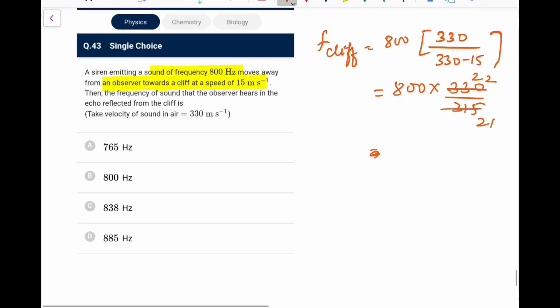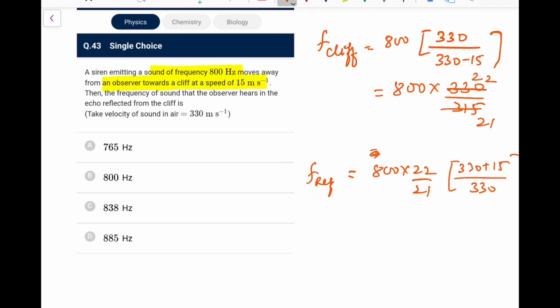Leave it here. Now when it is reflected, this will act as the source, so 800 into 22 by 21 is the original frequency, and now because the observer is moving towards it, it would be 330 plus 15 upon 330. So now you will have 800 into 22 by 21, and here you will have 23 by 22 now by 15. So this 22 goes, so 800 into 23 by 21. That is, I can write 1.09 or 1.1, so it would be close to 880.